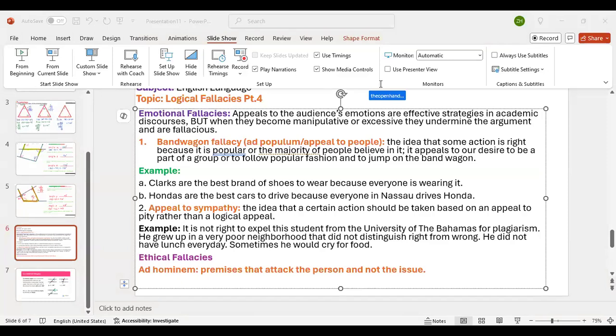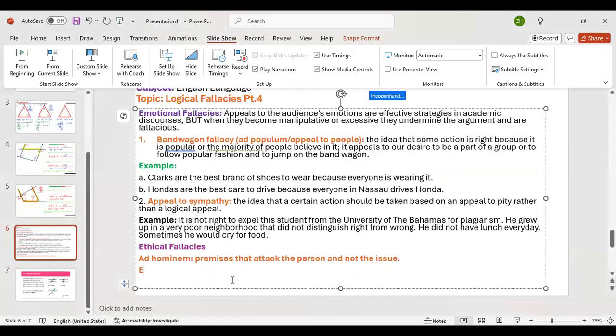So give me an ad hominem attack. Put in the chat. I need ad hominem. Ad hominem. It's when you attack the person, not the issue. All right. You attack the person and not the issue. Ad hominem. Attacking the person and not the issue.